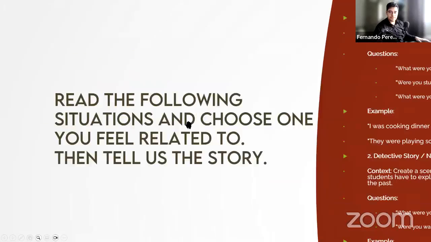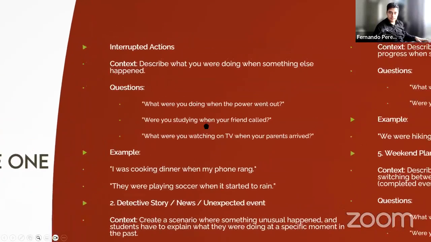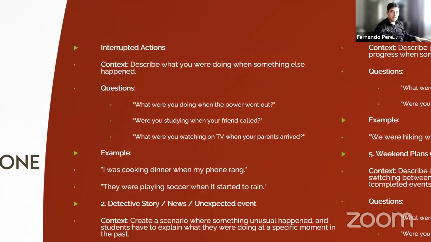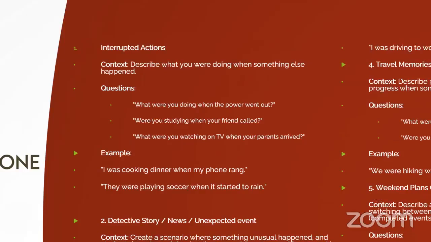So we have the first one. 1, 2, 3, action. Let's read interrupted actions, Mon. Context. Describe what you were doing when something else happened. That's right. Questions? Continue, Mon. What were you doing when the power went out?